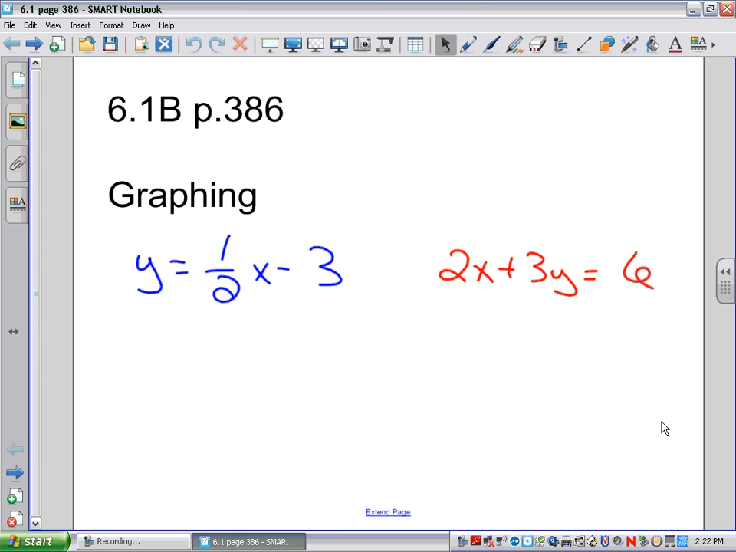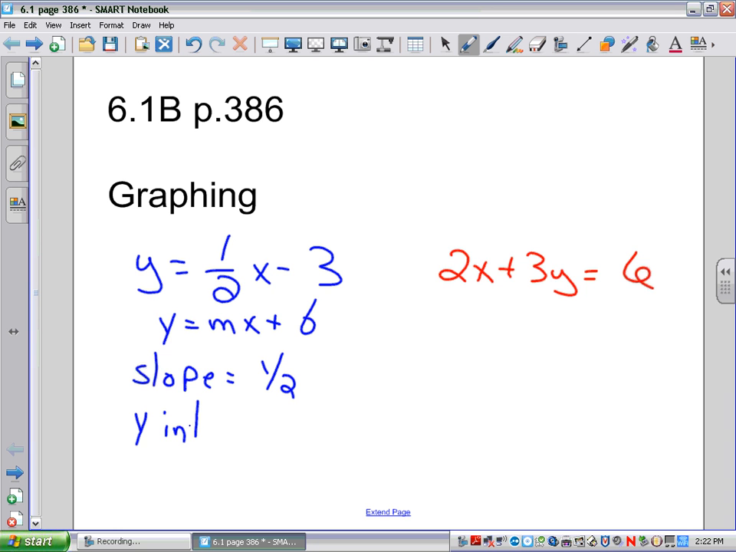We need to remember how to graph. I have a red equation and a blue one here. Let's start with the blue one. Well, the blue one is written in slope-intercept form, y equals mx plus b, which we're very familiar with. So my slope would be 1/2, and my y-intercept, where it crosses the y-axis, would be -3.